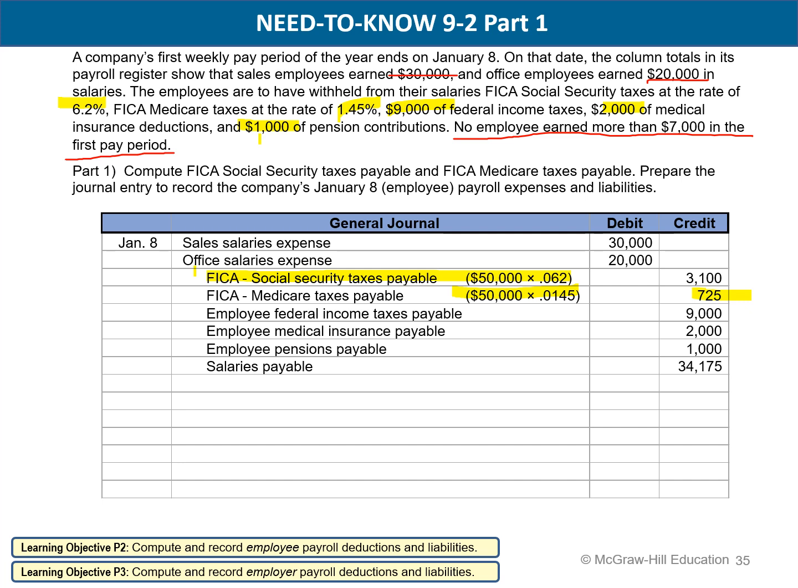You have your expense. They tell you you've got sales salaries of 30, and you have office salaries of 20,000. So those would be your debits to expense for the gross wages. Then you credit all your payables, and then your net payable to your employees is the 34,175. It's the difference between your debits and your credits. Okay?